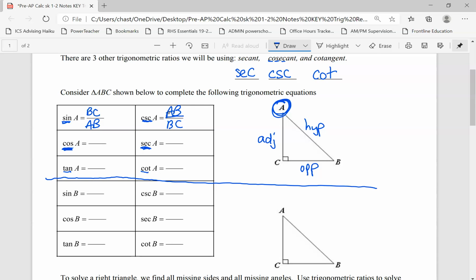The cosine of A, cosine we know is the adjacent side, so segment AC, divided by the hypotenuse, which is segment AB. The secant is the reciprocal of cosine, so we just flip that upside down. The secant of that angle would be AB over AC. Tangent is defined as being opposite over adjacent, so BC over AC. So the cotangent is just the reciprocal of that, AC over BC.